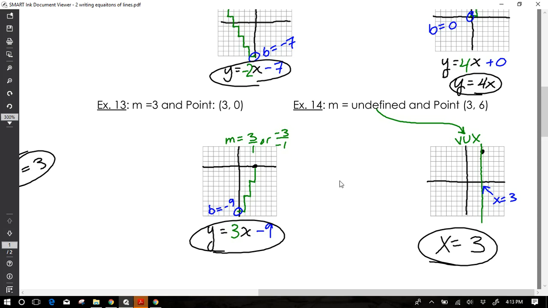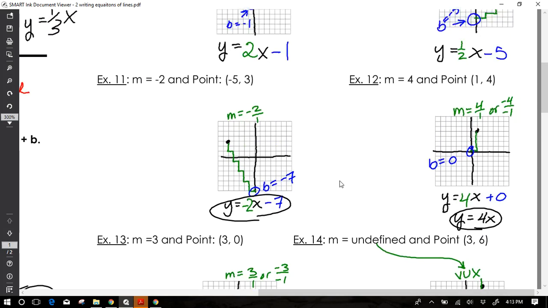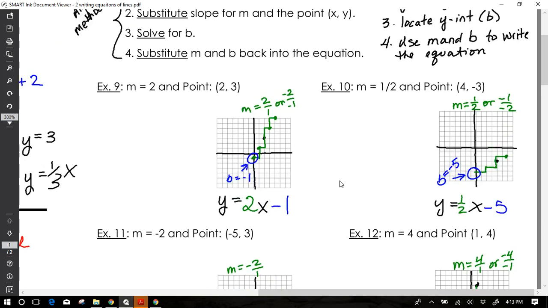Now I'm going to back up all the way up to example 9 again. And I'm going to demonstrate for you how we use the algebraic method to solve number 9. We're going to do 9 and 10 together, and then I'm going to have you do 11, 12, and 13 for practice on your own.